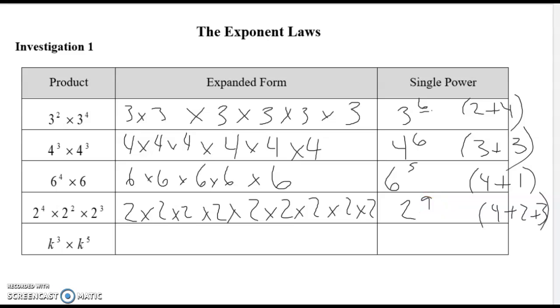Okay, last one here, k to the 3. So we have 1, 2, 3, and now we have to multiply it by k to the 5. So 5 more: 1, 2, 3, 4, 5. Our base is k, and then we have 1, 2, 3, 4, 5, 6, 7, 8, so to the exponent 8. And if we add the exponents, 3 plus 5 gives us 8.